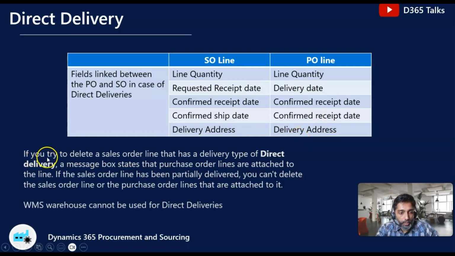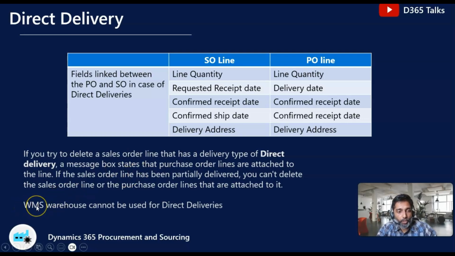And I have also written over here, if you try to delete a sales order line of a direct delivery, you will not be allowed to do that, because if it is partially delivered, a message box states that purchase order lines are attached to the particular line which you are trying to delete. We will see this quickly in the system. Only if you delink the chain between the sales order and the purchase order will you be able to process the deletion of sales order lines. Otherwise, you will not be able to do that.